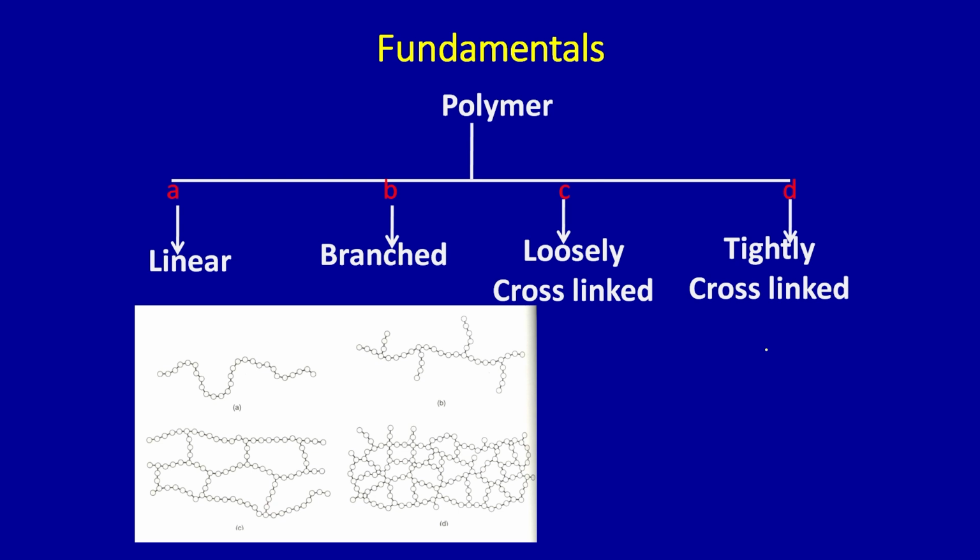A 3D cross linked structure which is tightly cross linked can provide very rigid polymeric structures. On the other hand, linear or branched ones will not be so rigid, they will be softer compared to the loosely cross linked or tightly cross linked structures.